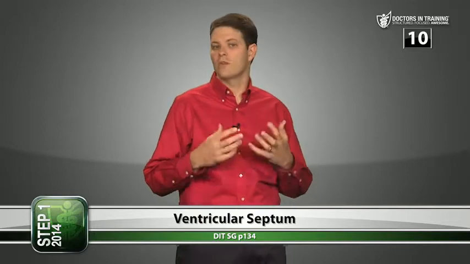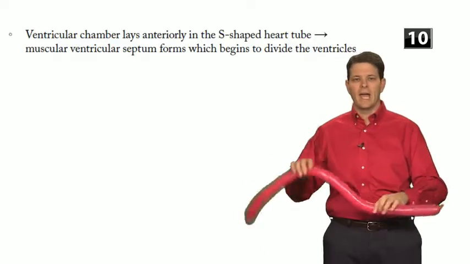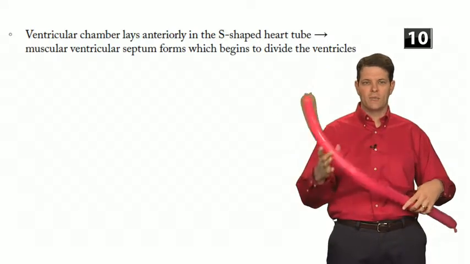Now let's talk about the development of the ventricular septum. So number 10 in the study guide says, outline the pathway by which the ventricles and their outflow tracts are separated. Now, this is a little more straightforward conceptually. The ventricular chamber, again, is lying anteriorly in this S-shaped heart tube.